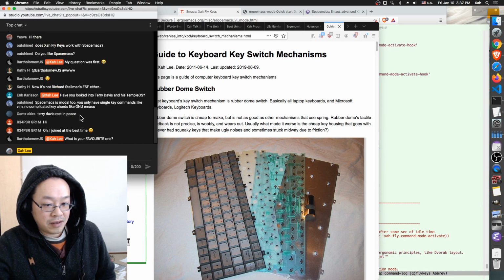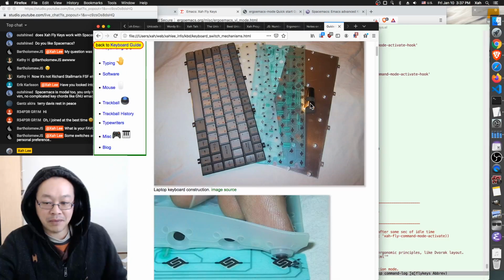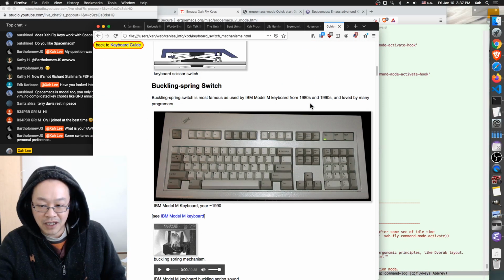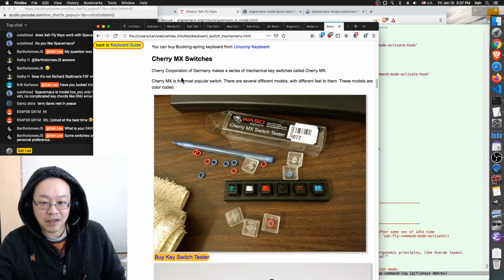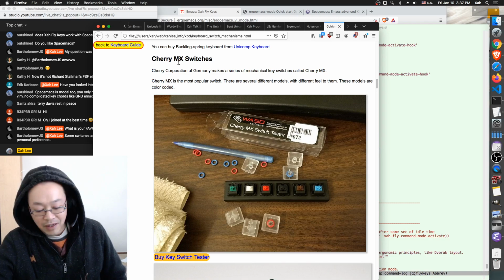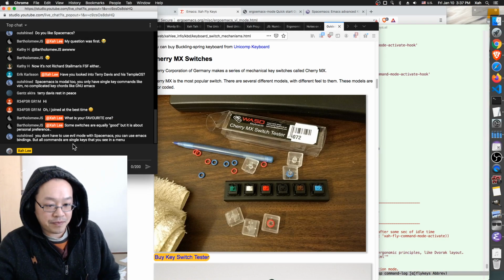So Bart says, "What's your favorite one?" So my favorite mechanical key switch is probably red. Cherry MX red. I want it to be light. So actually I can show you.